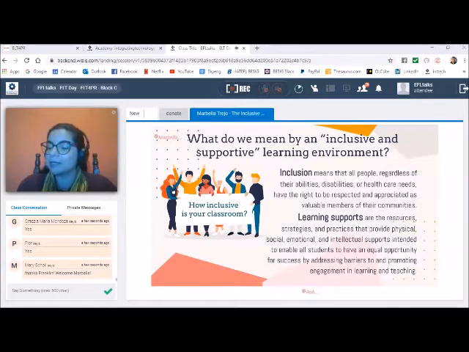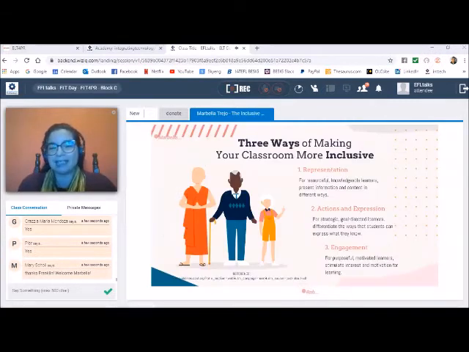Today I'm going to talk to you about 3 different ways that we can make our classrooms more inclusive. So let's go on to the next slide. Here we'll see 3 ways that we can do this. In order to make our classrooms more inclusive, first, we can modify how students encounter the material. This is representation.